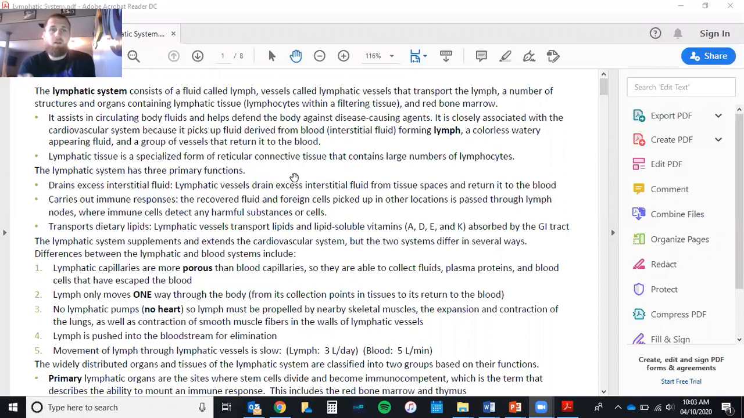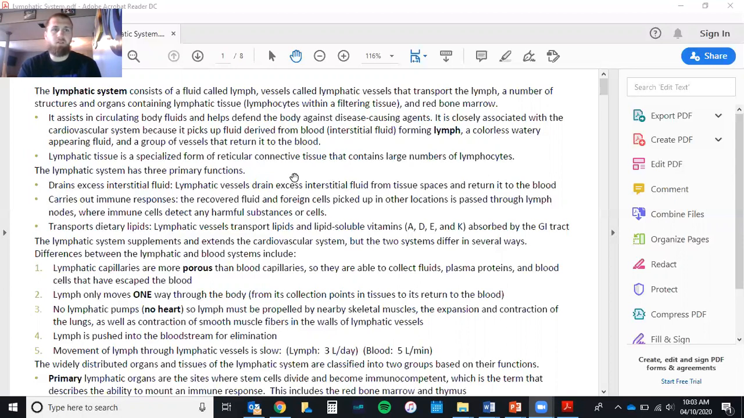As I said, it's closely associated with the blood, so therefore it's closely associated with the cardiovascular system because it picks up fluid derived from our blood, what we call interstitial fluid, and that's what forms the lymph, which is described as a colorless, watery appearing fluid, and then a group of vessels that actually return it back to the blood.